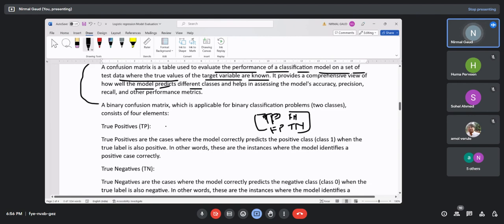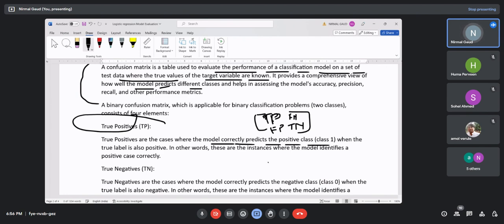What is true positive? The model correctly predicts a positive class when the true label is also positive. So when the actual output is positive and your model has also predicted the same, that means y equals y dash, it is a true positive. The model predicts the positive class, class 1, when the true label is also positive. If your output is 1 and your model predicted 1, that is a true positive.